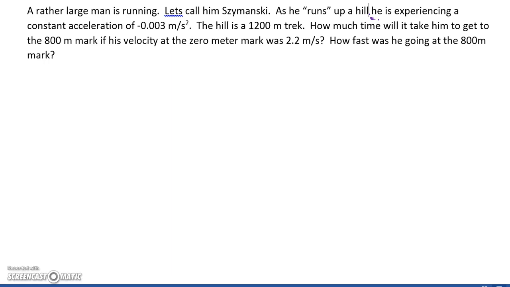The hill is a 1,200 meter trek. How much time will it take him to get to the 800 meter mark if his velocity at the 0 meter mark was 2.2 meters per second? Second question is, how fast was he going at the 800 meter mark?